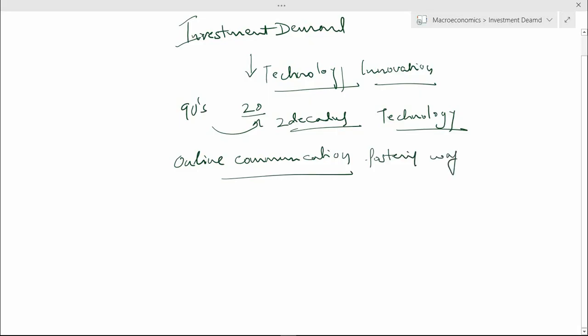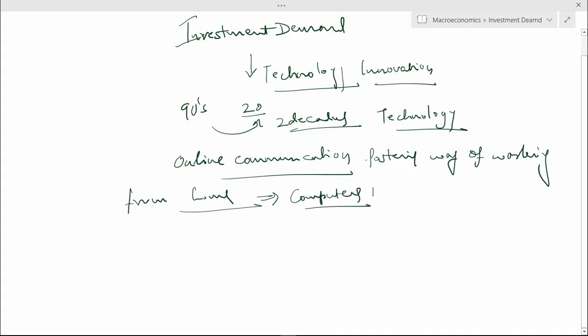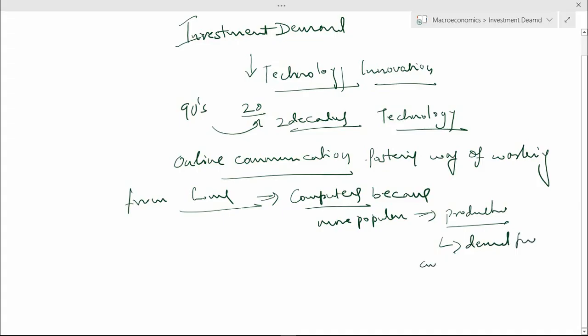is fostering a way of working from home. With the increase in the production, the demand for computer products increased.